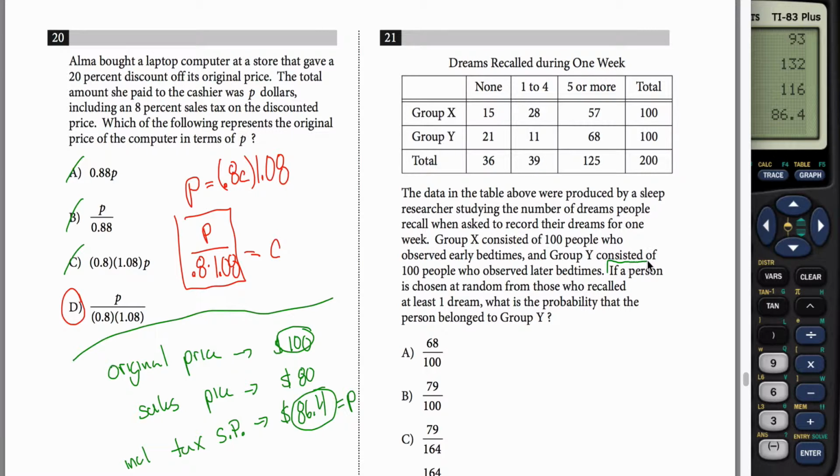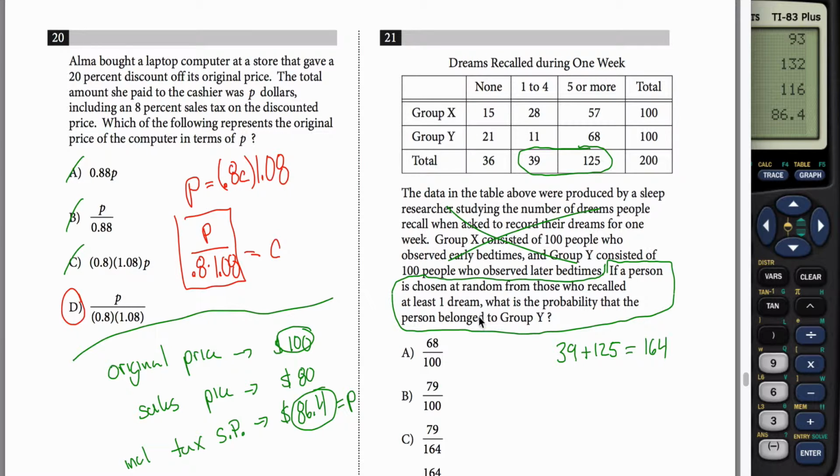So first off, it's worth pointing out that you can ignore everything other than this. All of this is just fluff. You don't need to read any of that. If a person is chosen at random, we've got this table up here, who recalled at least one dream. So we're saying they're in one of these two columns, but we don't know which column. So how many people are we dealing with here? There's a total of 39 plus 125, in other words 164 people that we're talking about here.